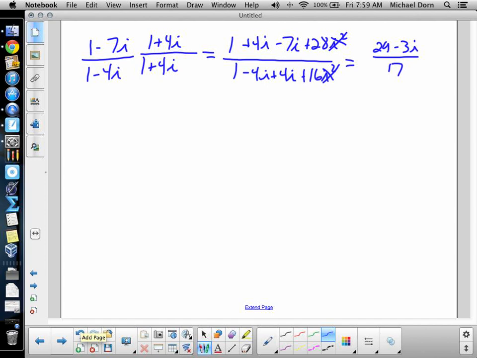Some people do want to get the more perfect complex form. They say it's 29/17 minus 3/17 i. That's really not necessary, but if that's what you want to do, that's okay. Number 5 wound up being negative 8 plus 9i. So again, kind of the same types of things.